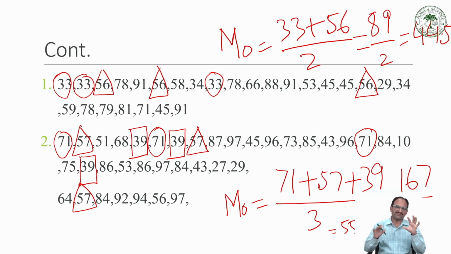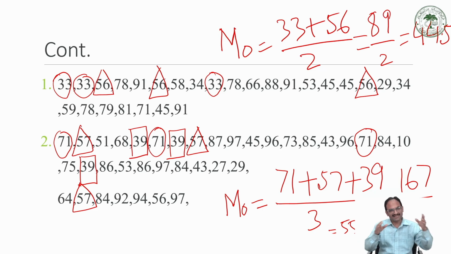Why? Because this was the case of a multimodal distribution. Three numbers repeated themselves 3 times, and in order to find the mode, we in fact got the average of all the 3 numbers, or the mean of all the 3 numbers. So through these examples, I think now you will feel comfortable in calculating the mode.